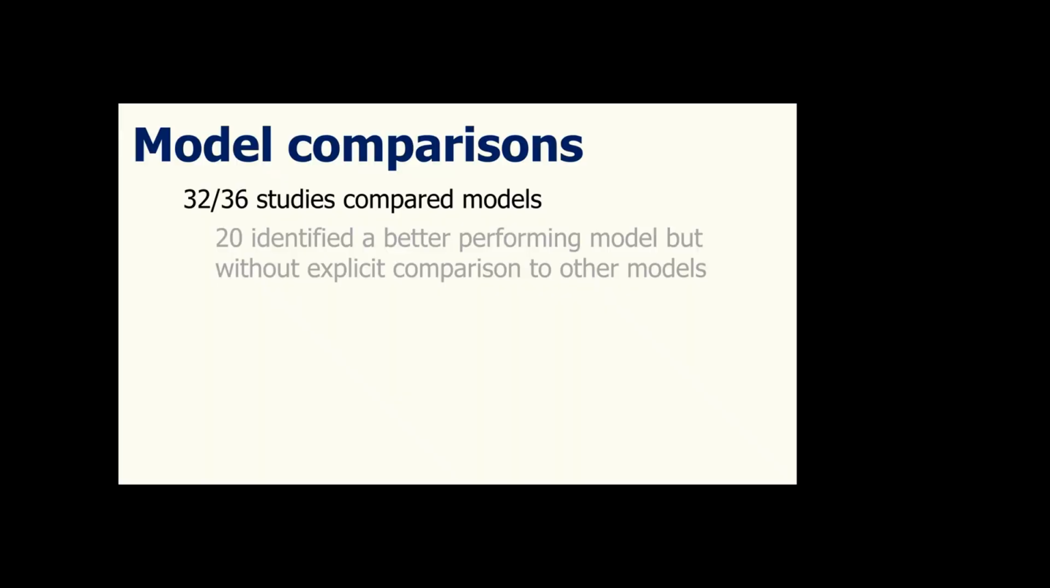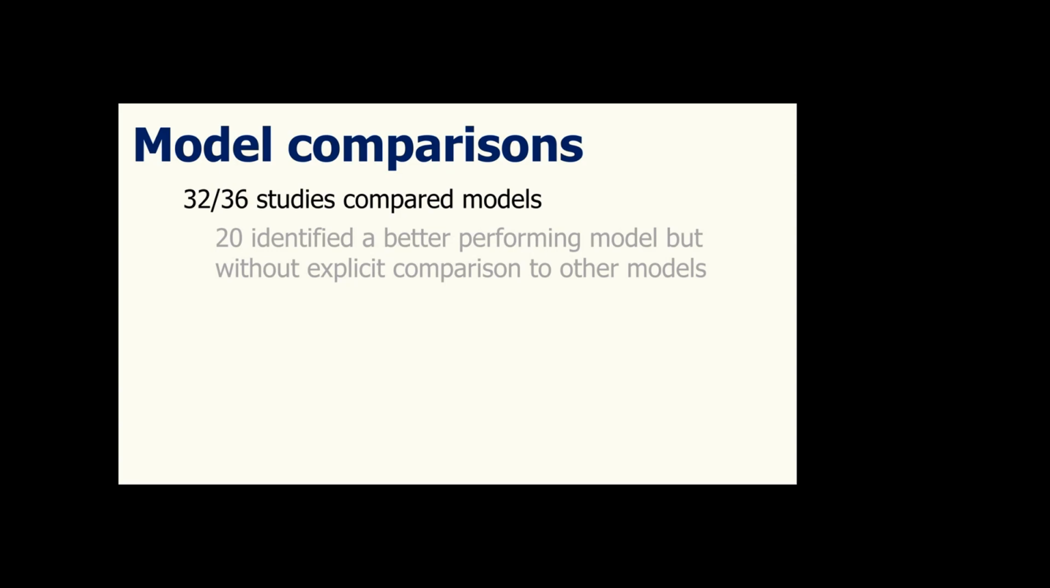Looking again then at studies that were comparing models, so not only comparing just the models that were developed in the study, but actually comparing to other models that had already been published in the field. This includes both of those types of model comparisons. So there were 32 of the 36 studies that compared models. Then we've got 20 that identified a better performing model, but without any explicit comparison.